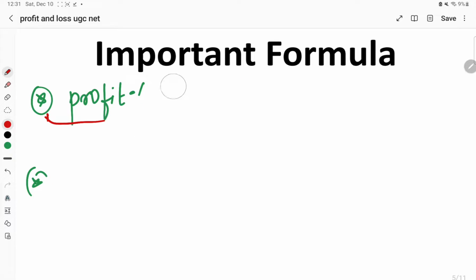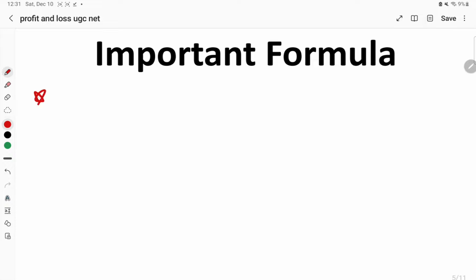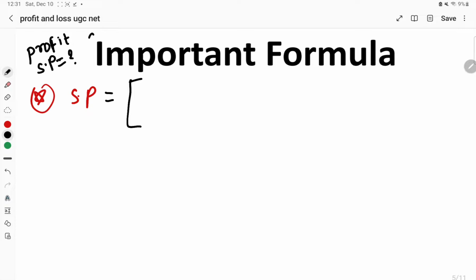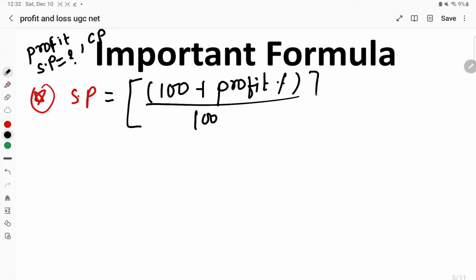Again, some of the formulas which are important. The very first one is selling price. If profit is given in the question and we have to calculate the selling price, and also the cost price is given in the question. Profit is given, cost price is given, and they're asking us to find the selling price. So selling price will be 100 plus profit percentage upon 100, into cost price.